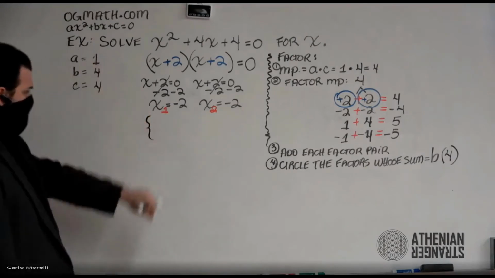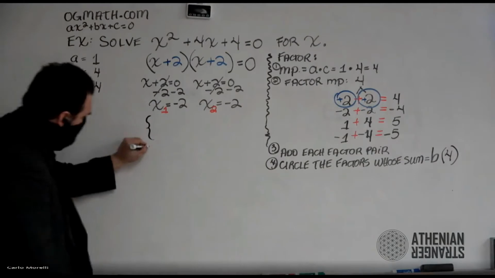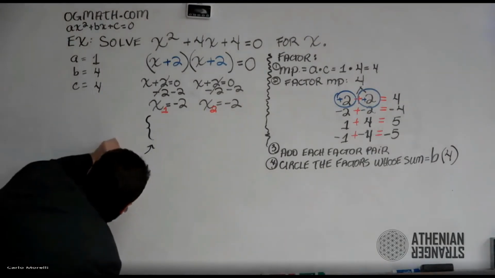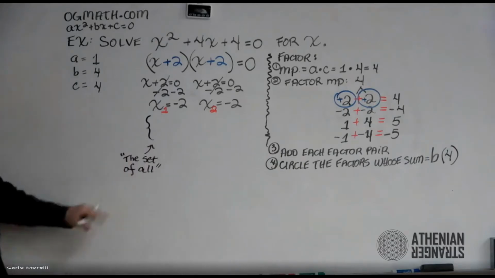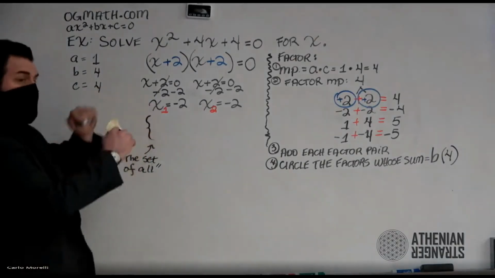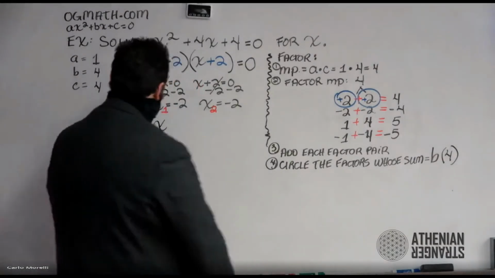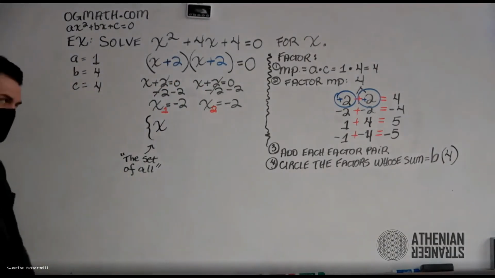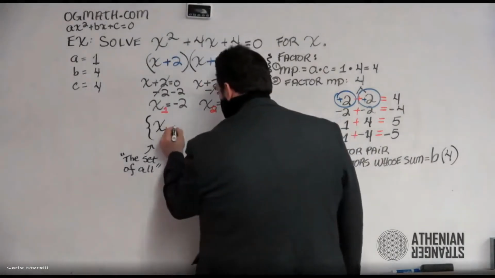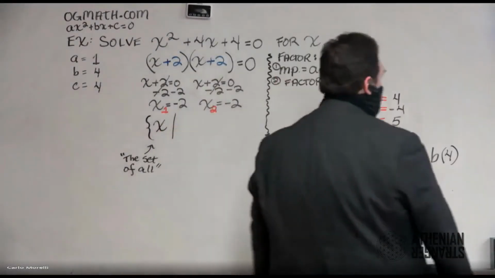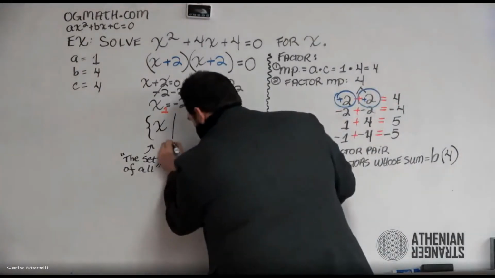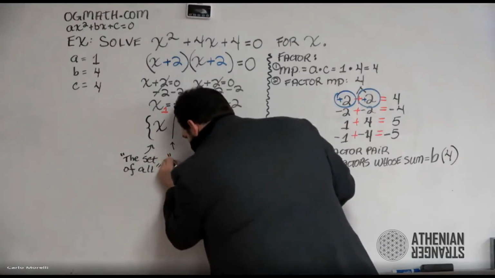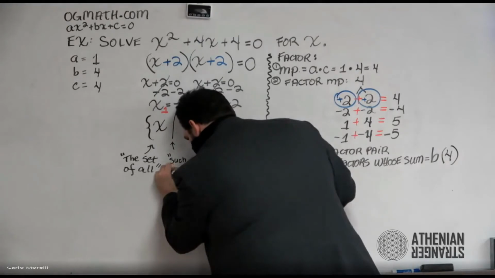Open curly brace. What this means is the set of all. The set of all. And then we're going to write an x, because that's our variable. The set of all x. It looks like code, right? And then put this vertical line. That line means such that. The set of all x, such that.